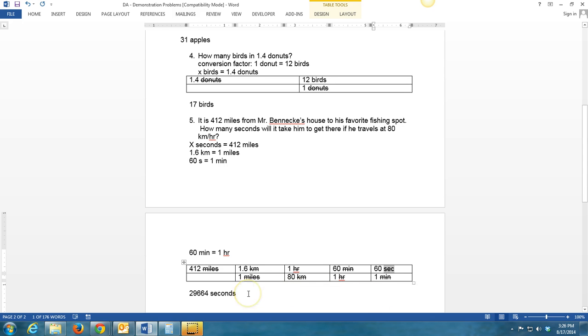So I want you to write all of the problems out like this. Even if you can do them in your head, you must do them this way to earn credit. If you have questions, let me know.